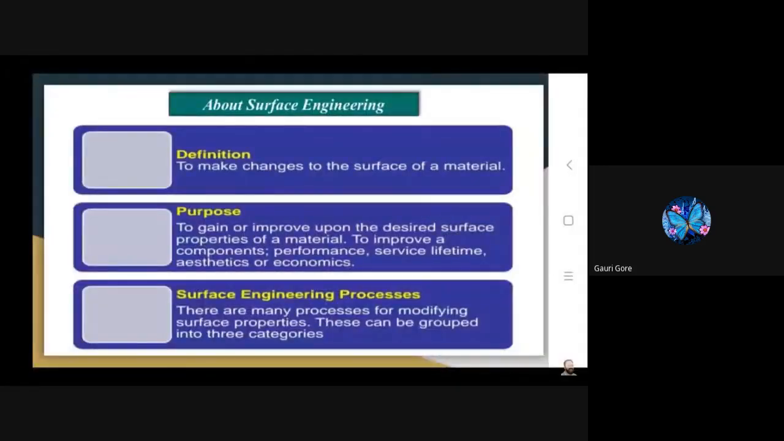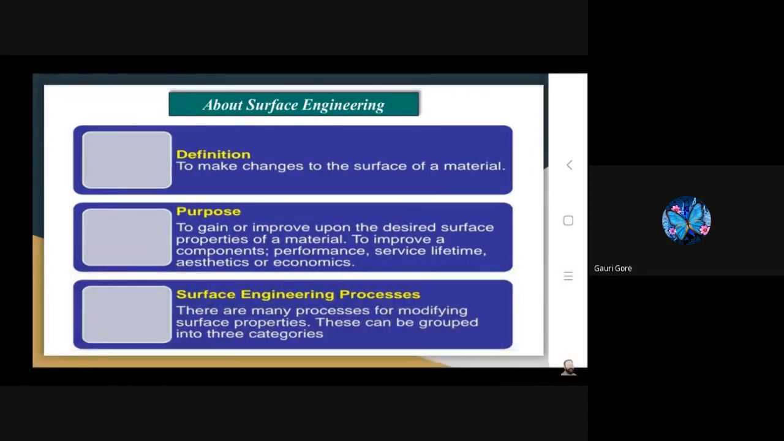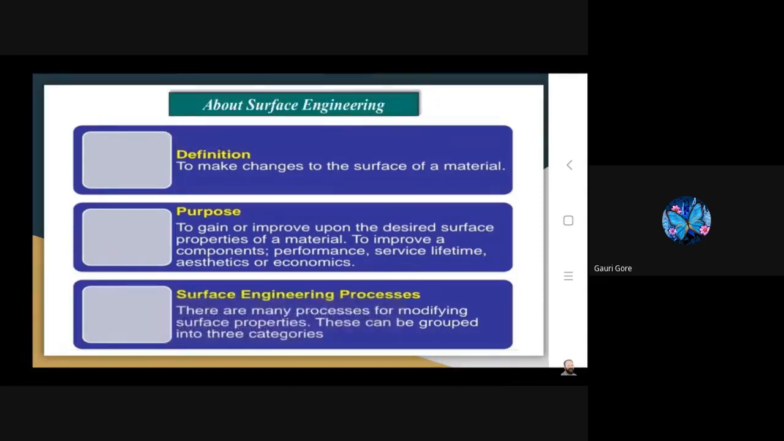Now, in short, I can say the definition of surface engineering is to make changes to the surface of a material. And what is the purpose? To gain or improve the desired surface properties of the material, again to improve a component's performance or surface lifetime, again from an aesthetic or economic point of view. So this is the purpose.